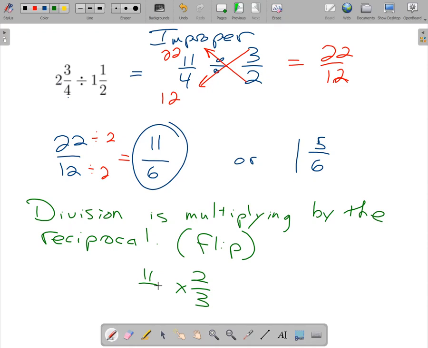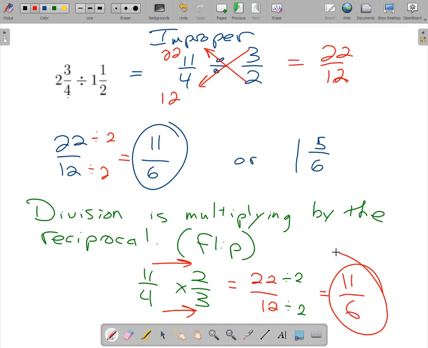So I have 11/4 times 2/3. And then what's our multiplication rule? So across. Yeah, so arrows just go across, left to right. So 11 times 2 is 22, and 4 times 3 is 12. We could reduce. 2 goes into 22, 11. 2 goes into 12, 6. So there's my answer. Just for a second though, what if I said, you know, I love mixed numbers.